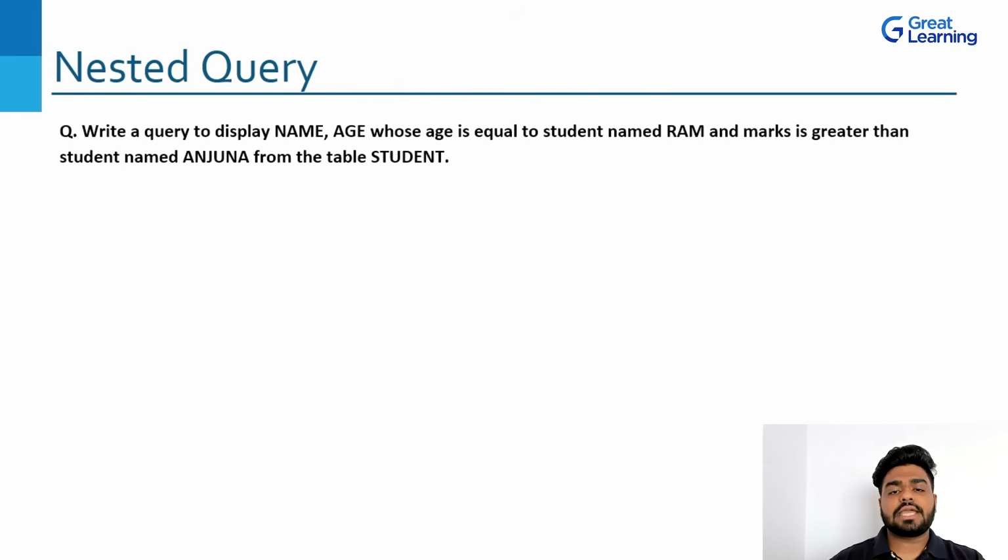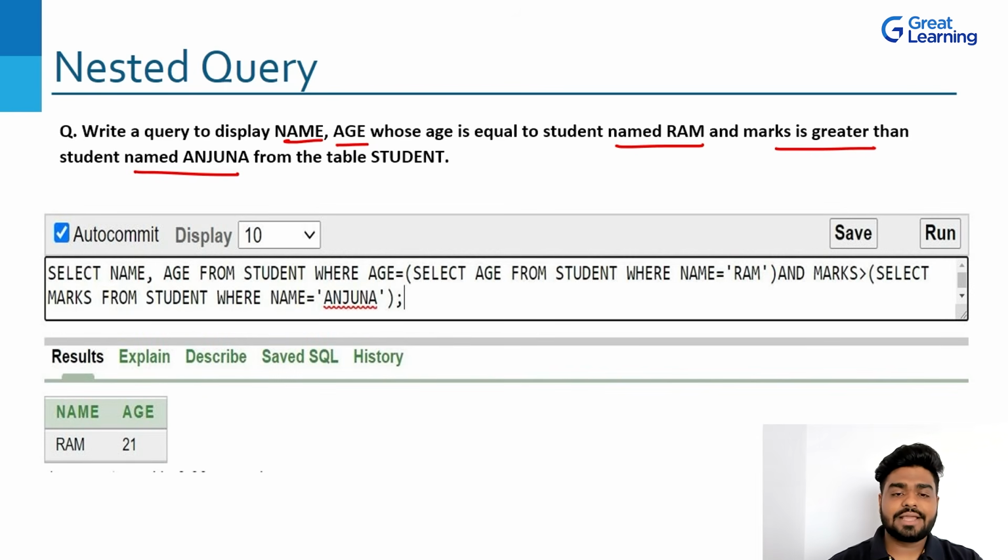Write a query to display name and age whose age is equal to the student named Ram and marks is greater than the student named Anjana from the table student. Now this particular question is really very frustrating. Why? Because you can see here, we need to display name and age, whose age is equal to the student named Ram, and marks is greater than the student named Anjana. Let's understand what we have seen. Now there will be two subqueries because we have two such statements. I hope you'll be able to find the two statements.